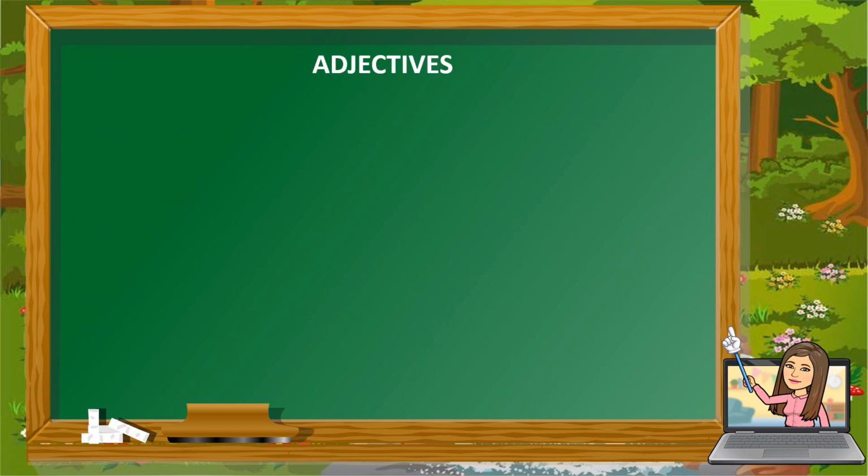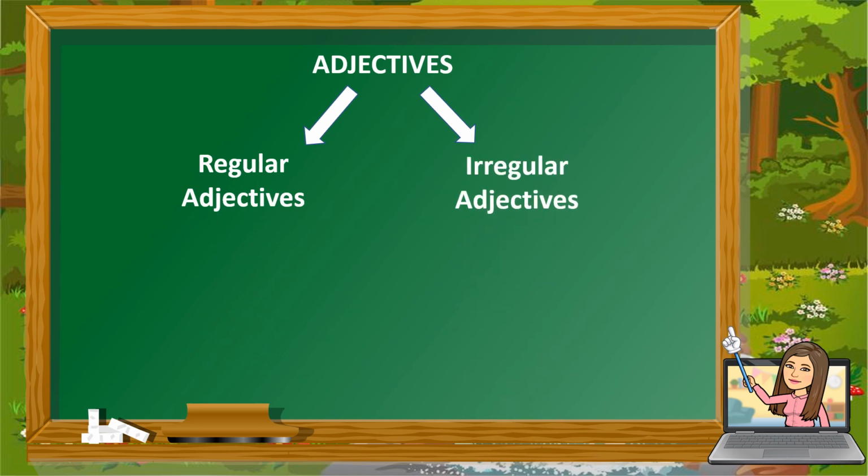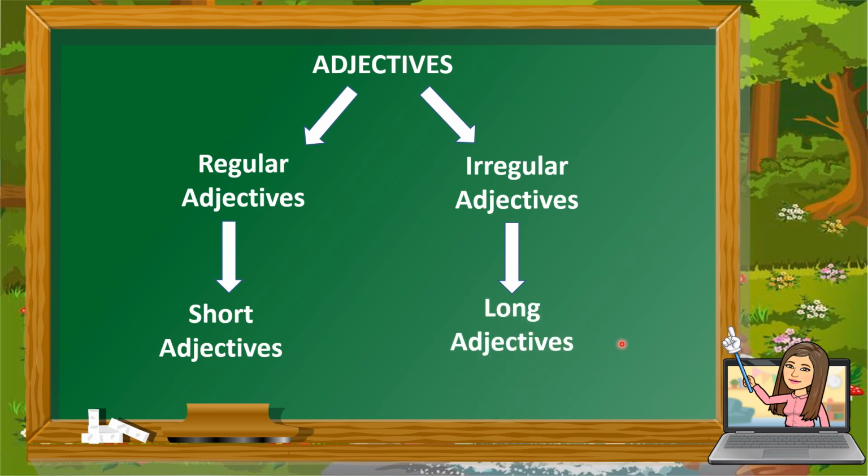Adjectives, children, are subdivided into two: regular adjectives and irregular adjectives. So it is oftentimes called short adjectives and long adjectives. Okay, so please do not be confused. Again, adjectives are subdivided into two: regular adjectives and irregular adjectives. Regular adjectives are also called short adjectives, and irregular adjectives are also called long adjectives. Okay.